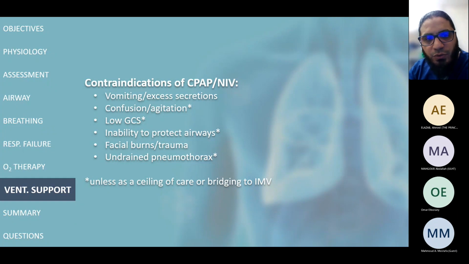If the patient has a very low GCS, or has facial burns and trauma, or he has a pneumothorax which is not drained yet, these are contraindications of using CPAP or NIV, unless it's a ceiling of care or a bridge until the invasive mechanical ventilation is ready.